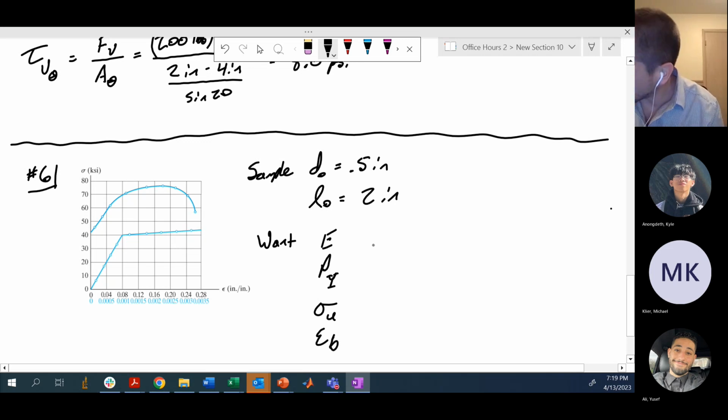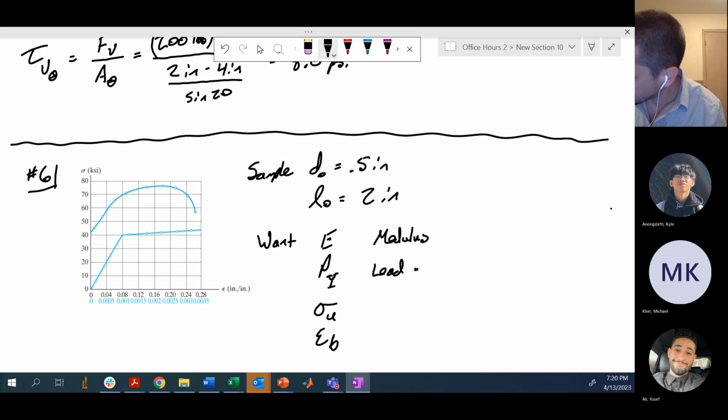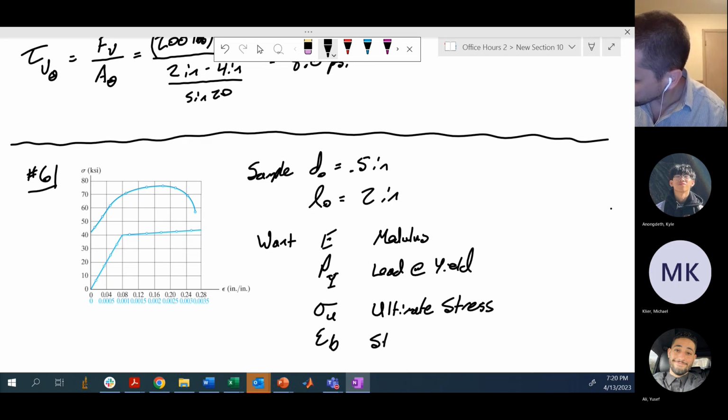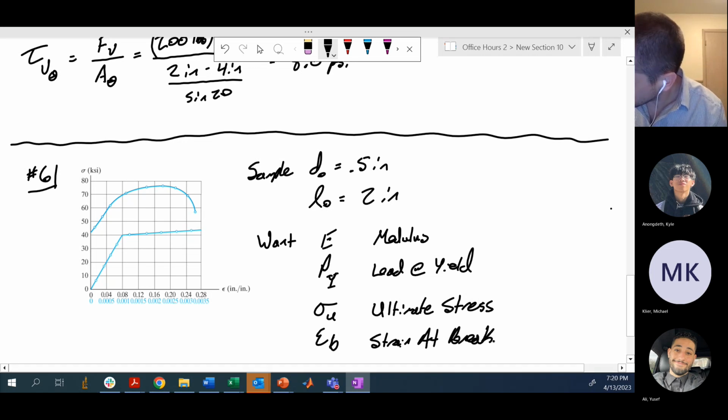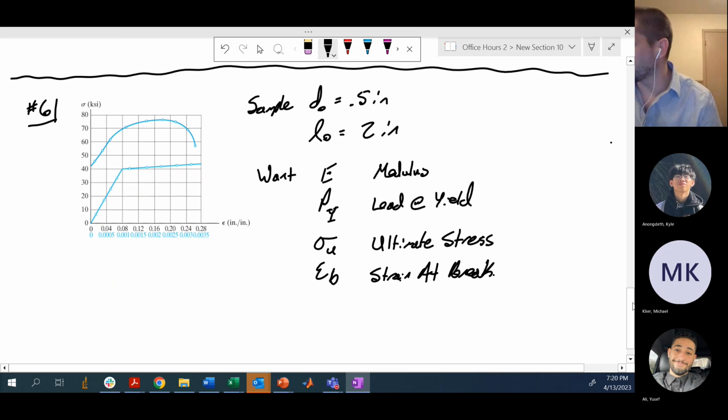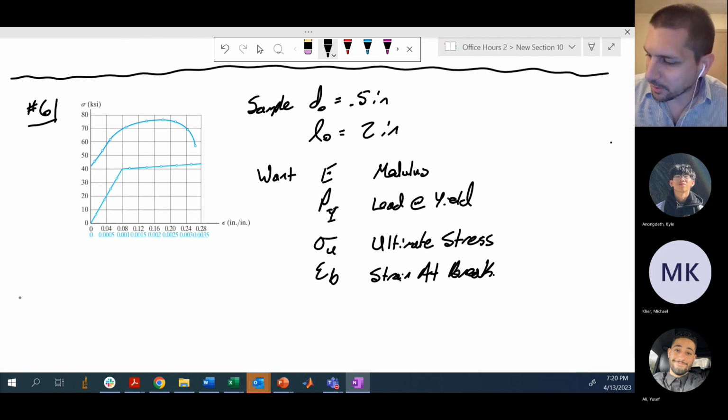Okay, so this is modulus, load at yield, ultimate stress, and strain at break. Just so we can pluck a couple extra things off here. All right, so let's go ahead and do this. Let's first start with the elastic modulus.